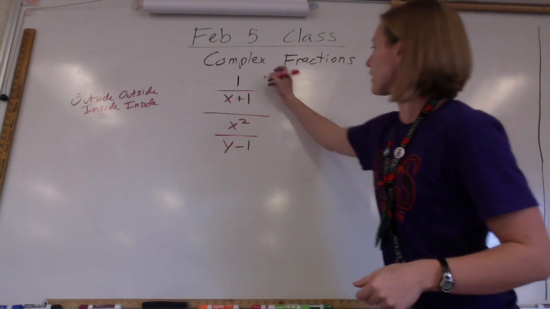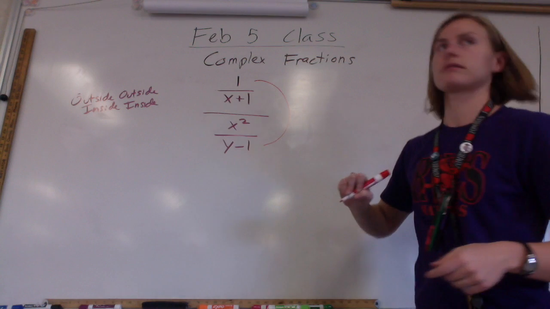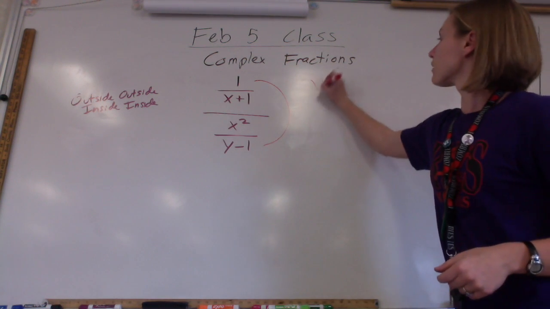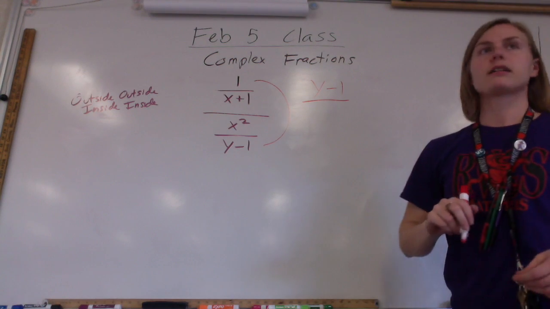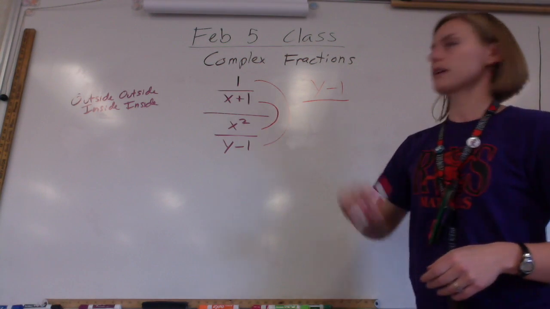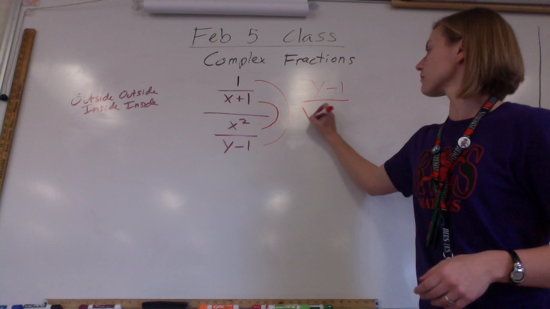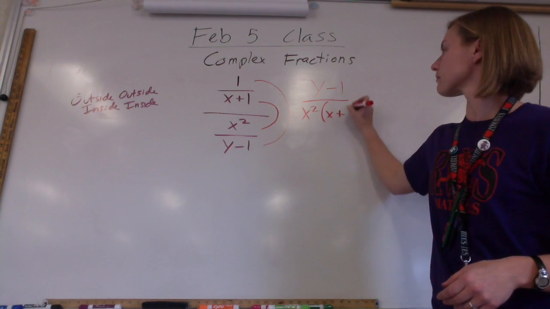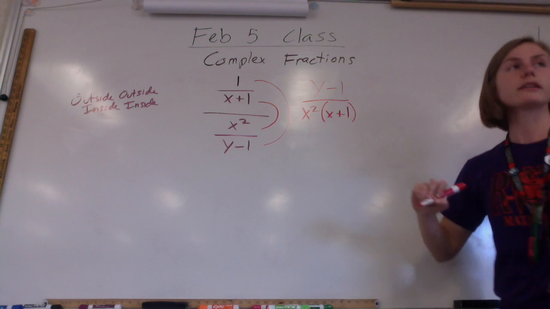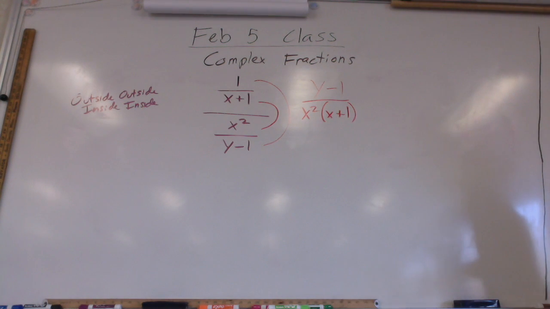So if I do outside times outside, who can tell me what I get? Y minus 1, because it's just 1 times that stuff. Okay. If I do inside times inside? X squared, and then 2x plus 1. Yeah, sure, we can leave it like that. Okay. So you can see it's the same. Even when they start throwing really weird things at you, it's going to be the same thing.